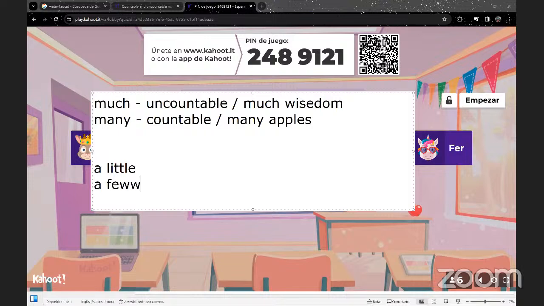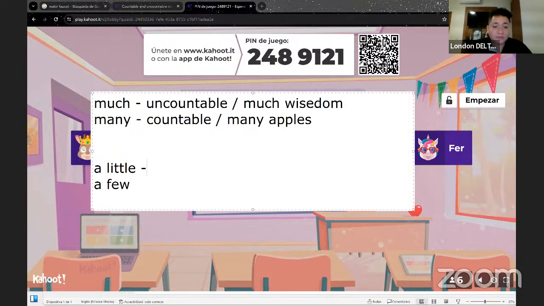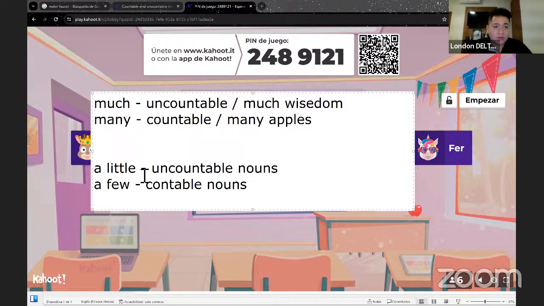A few. Entonces, igual como vimos en los anteriores, a little is for uncountable nouns. A few is for countable nouns. A little decimos poquito, algo incontable. A few para cosas contables. For example, a little wisdom, poca sabiduría. A few apples, pocas manzanas. So remember these four words: much, many, a little, a few.